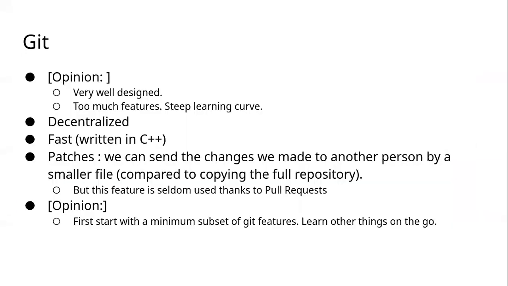When we look at Git as a version control system, there are some facts and opinions. The first two would be opinions. It's very well designed, a very good piece of software, but it has too many features and it's very difficult to learn. The learning curve is very steep. That is an issue with Git. But if you look at the bigger picture, they have thought about everything and created a feature to do almost everything. And it's a decentralized system.